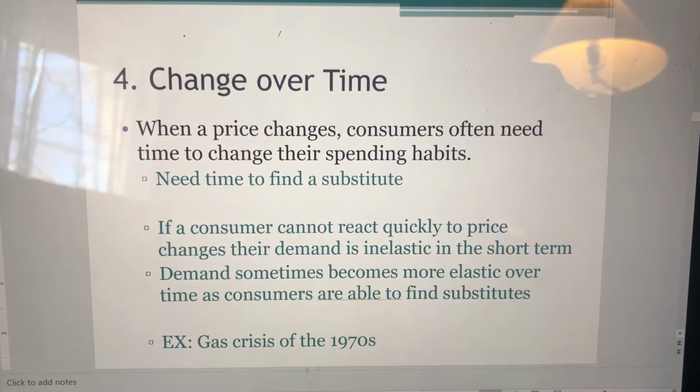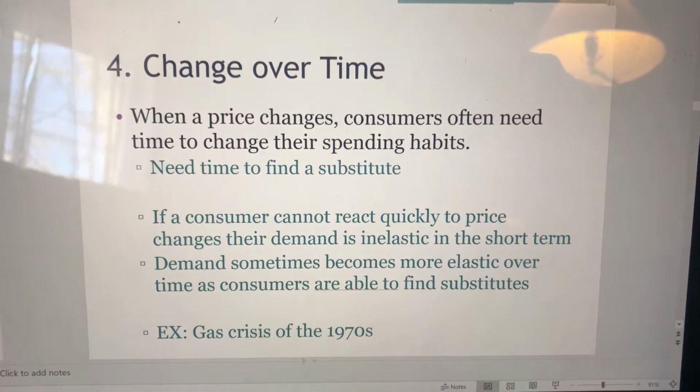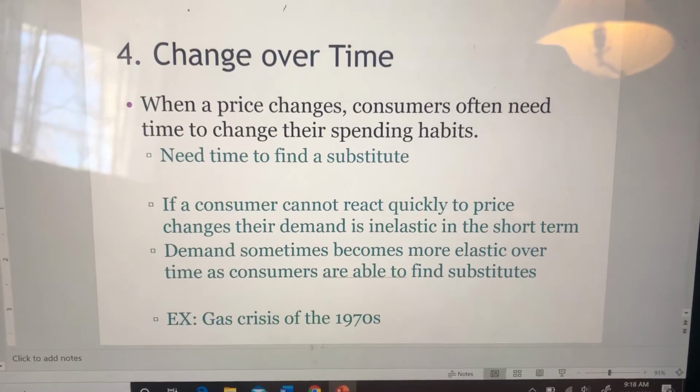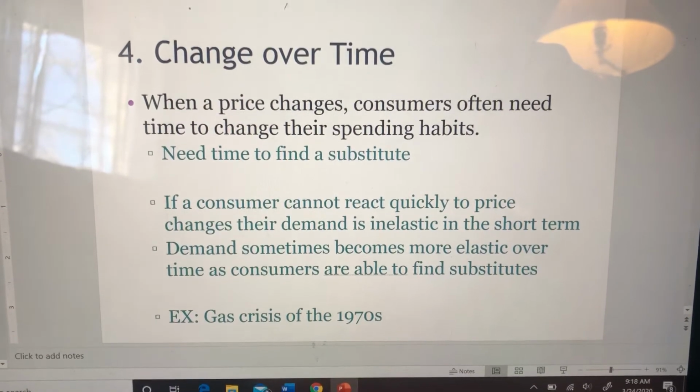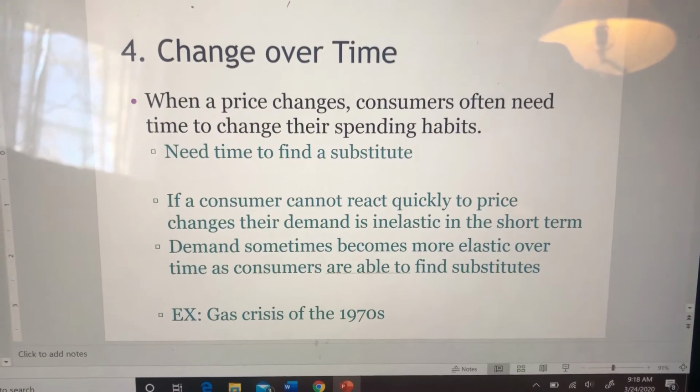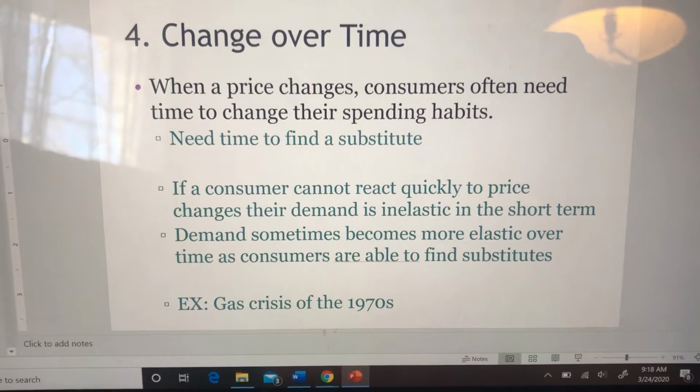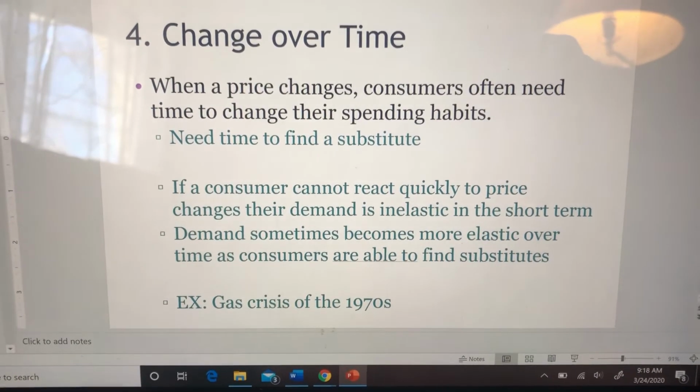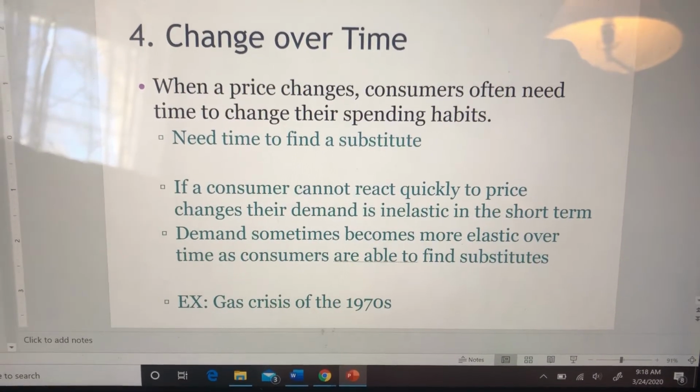consumers will find substitutes. So what could you do in that situation if gas becomes really, really expensive? Think about it for a second. What could you do over time to change your ways?